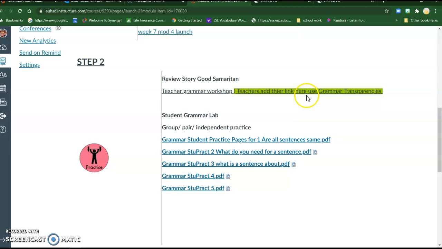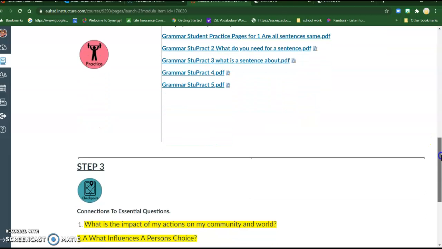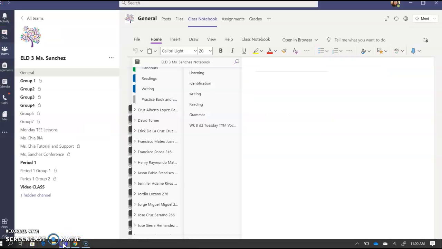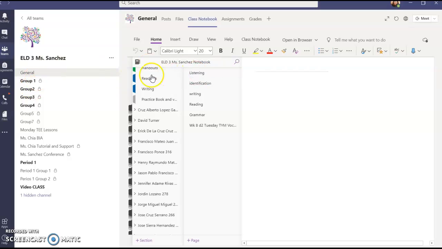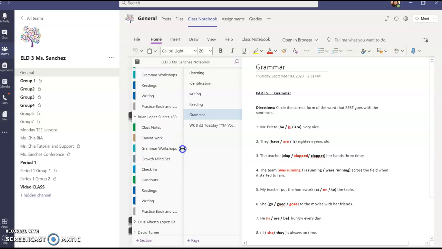Okay. We did our grammar workshop last week, and these were the grammar worksheets that we went through as a class. And then in your Teams notebook, you actually had your grammar practice book that you were supposed to complete. And that is in our general channel. You come up to your class notebook, see where it says grammar, and you go to your grammar. And it's actually in your interactive practice book.